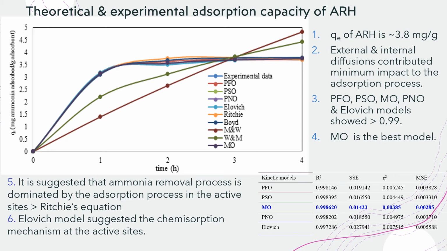This is because mixed model combines pseudo first order and pseudo second order, which are good in predicting the initial and final stage of absorption process. High R-square value and low SSE, chi-square, and MSE for both Ritchie and Elovich models suggest that the absorption at active site was the rate limiting step in this absorption process, and it was driven by chemisorption.